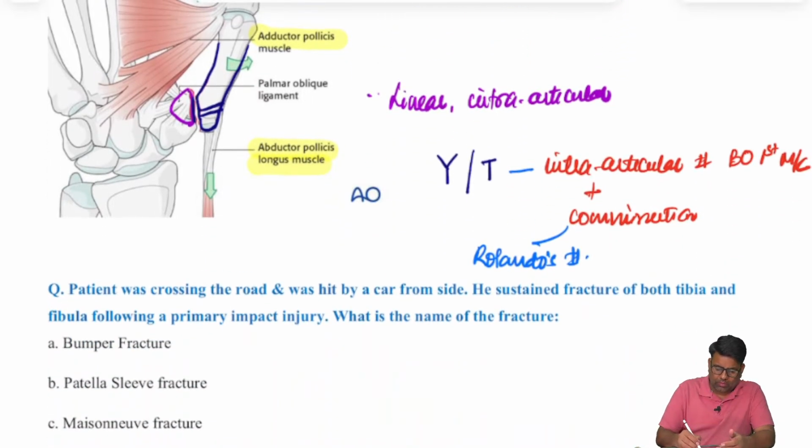Then there was one more question in which a patient was hit by a car from the side while crossing the road, and there was fracture of both tibia and fibula at the primary impact site. This is easy to see because it is the bumper portion of the car which hits the lateral side of the knee, and therefore there is fracture of the fibula head and lateral tibial condyle, so that is known as the bumper fracture.